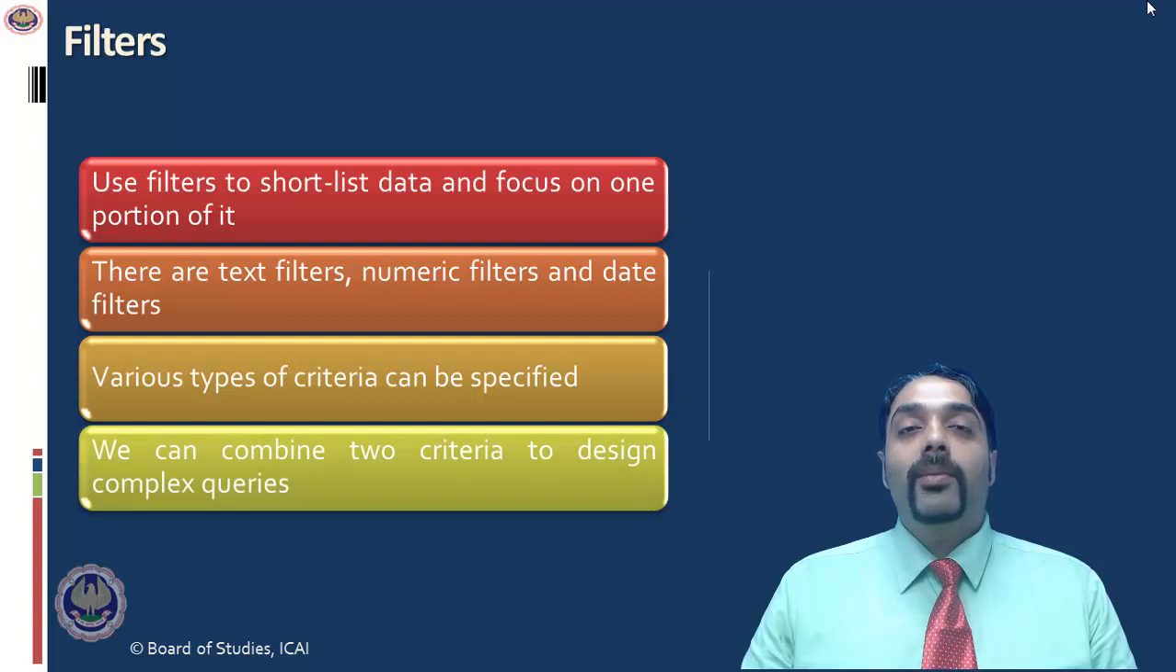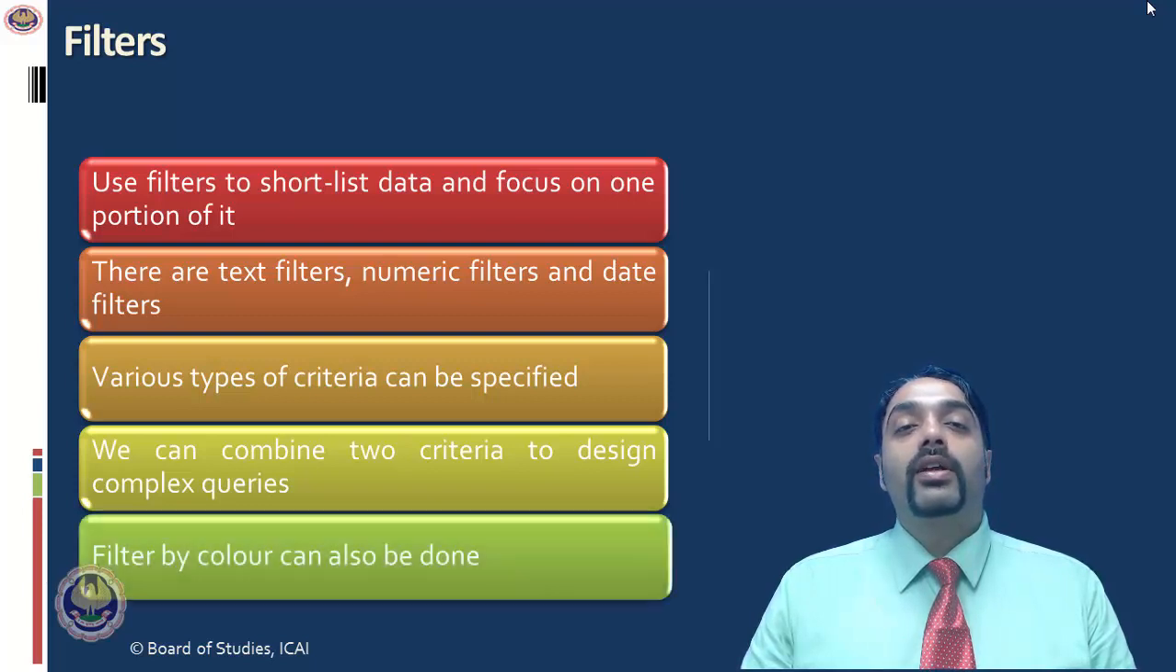We can even combine multiple criteria. We can combine two criteria actually, and can design a complex query which will retrieve only those records which satisfy such criteria. In addition to this, we can also filter using colors. Colors can be cell color, colors can be font color. On the basis of colors, we can filter and focus on those records which have been colored in a particular way. Let's see an example of filters in Excel.